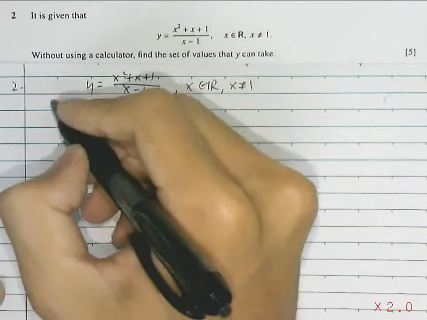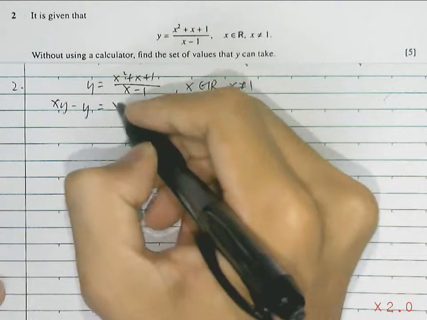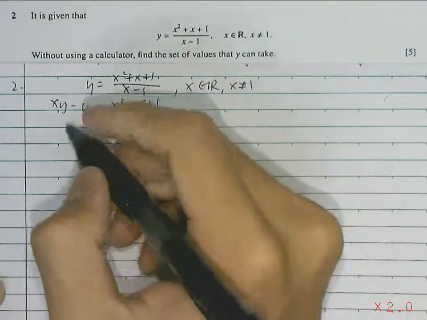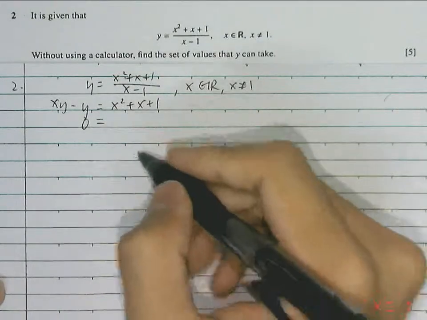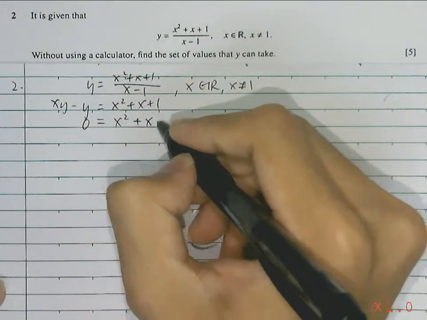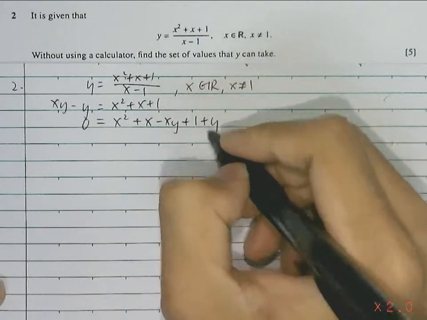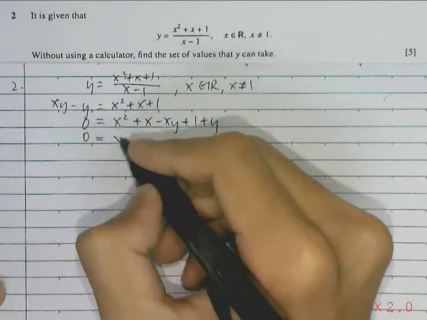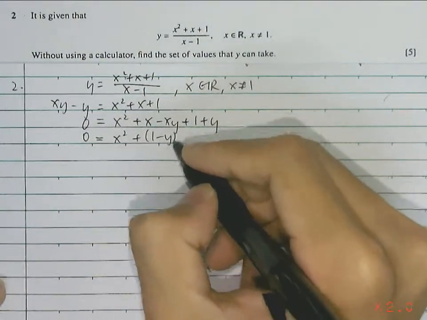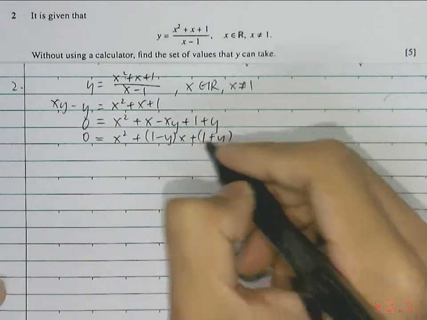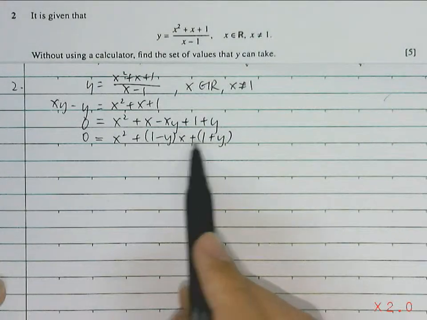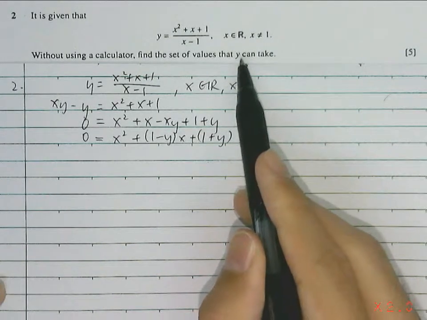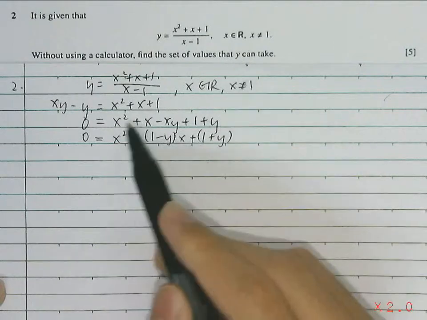Alright, so first we'll do a cross multiplication. We have xy minus y equals x squared plus x plus 1. Then we will shift everything to one side, leaving a 0 on the other side. Okay, the next step we want to do is factorize out all our x so that we will have it in a quadratic form. Alright, now we have our x squared term, our x term, and our constant term. To find the values that y can take, we have to let our x values be real.